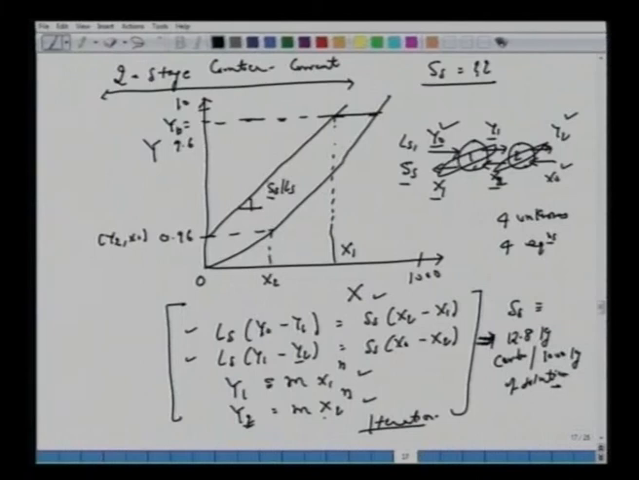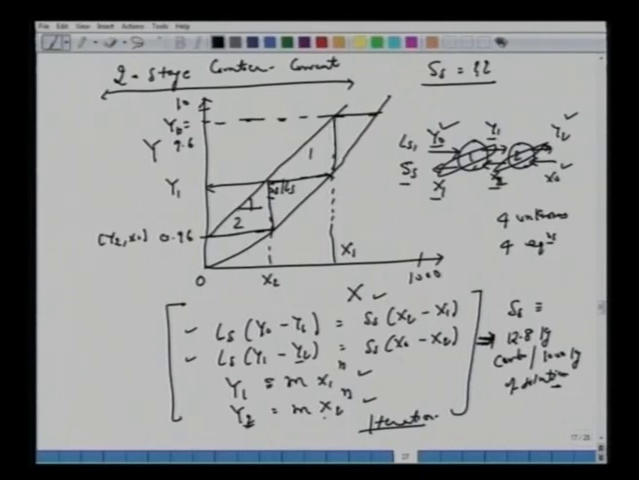x2 extend to the operating line, we get y1, and y1 and x1 are in equilibrium, we will get this x1 exactly here. So this is stage 1, and this is stage 2. Alright, or if we do the counting from here, this is stage 1, this is stage 2.